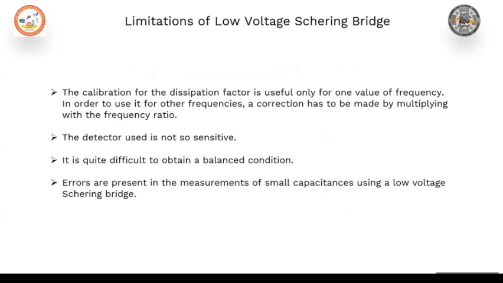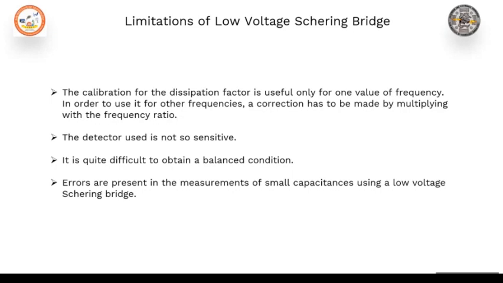Let us discuss the limitations of the low voltage Schering bridge. The calibration for the dissipation factor is useful only for one value of frequency, so in order to use it for other frequencies, a correction has to be made by multiplying with the frequency ratio. One more disadvantage is that the detector used is not so sensitive. The next limitation is that it is quite difficult to obtain a balanced condition. Lastly, errors are present in the measurement of small capacitances using a low voltage Schering bridge.